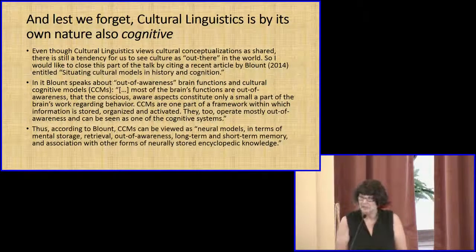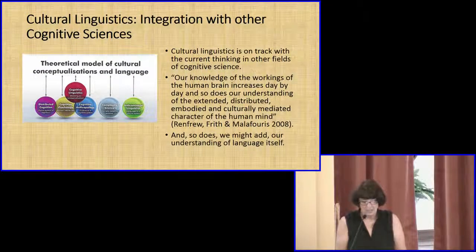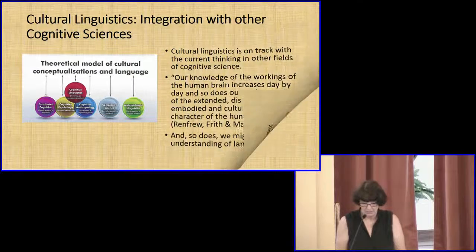Thus, according to Blount, cultural cognitive models can be viewed as neural models in terms of mental storage, retrieval, out of awareness, long-term and short-term memory, and association with other forms of neurally stored encyclopedic knowledge. Cultural linguistics is on track with the current thinking in other fields of cognitive science. Our knowledge of the workings of the human mind increases day by day, and so does our understanding of the extended, distributed, embodied, and culturally mediated character of the human mind. And so does, we might add, our understanding of language itself.